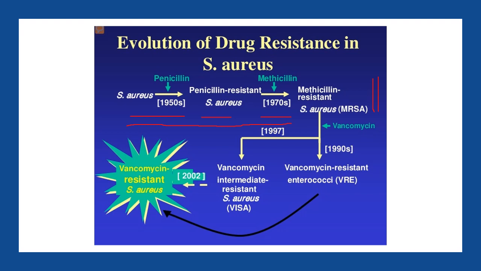And then this particular drug was introduced, which is called vancomycin, which could obviate the shortcomings of the penicillin group. Unfortunately, as you can see, the bacteria is still evolving and still developing resistance, and now in 2002 vancomycin resistant Staph aureus came in.